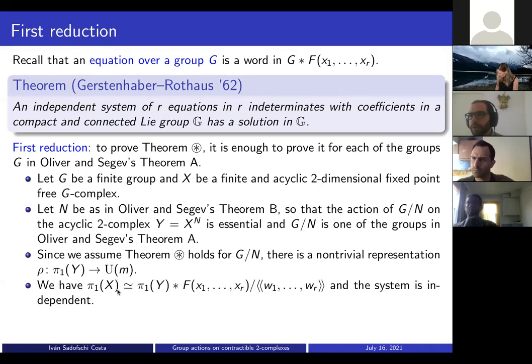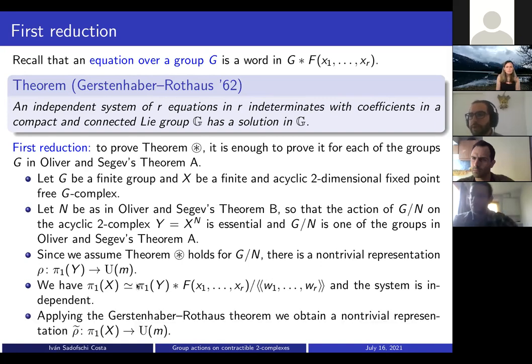Now we can write the fundamental group of X as follows. Here, this number r is the same as this number r here because both X and Y are acyclic. And this system is independent. In fact, it has determinant 1 because X is acyclic. And then by the Gerstenhaber-Rothaus theorem, we obtain a non-trivial representation of the fundamental group of X on a unitary group. This extends the representation that we had on Y in some way, because we have it defined here, and the solution allows us to define this here.